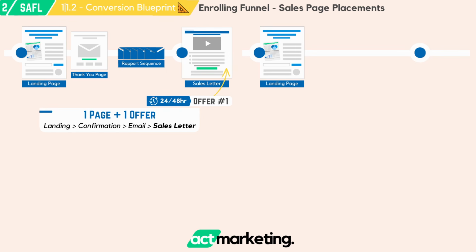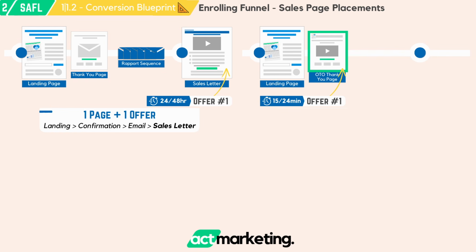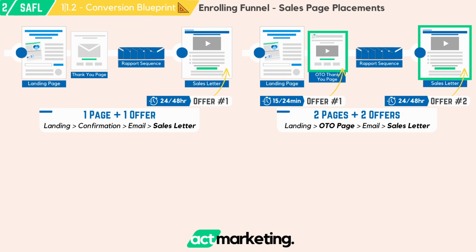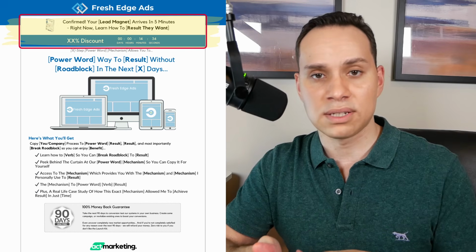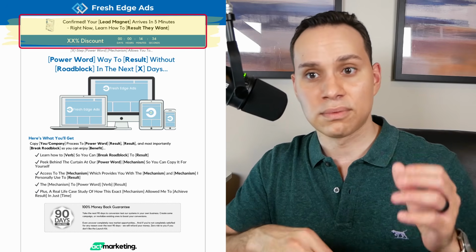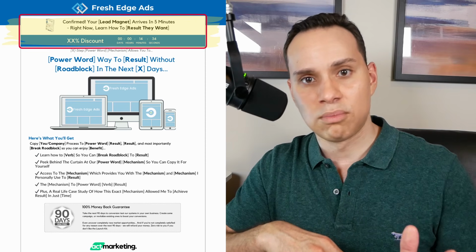Option number 2 is instead of having a thank you page, we use something called a one-time offer page or OTO page in place of the thank you page. And this is essentially a sales letter that says, hey, you have the next 15, 24 minutes to purchase this awesome offer at this super low discount. Now, the third one is the strategy I personally like to use because I don't have time to make a bunch of different offers, and it gives people about 48 hours to take us up on that one-time deep discount. Now, the key here is the timer has to be real. More on that later.